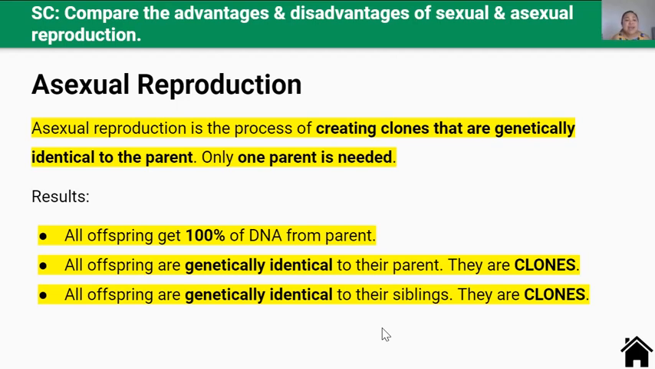They will have the same adaptations or the same traits as their parents, and all offspring that come from that parent, so all the siblings, will be genetically identical. They'll be clones of each other.